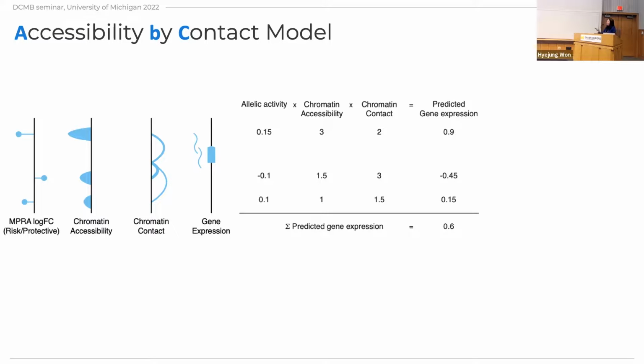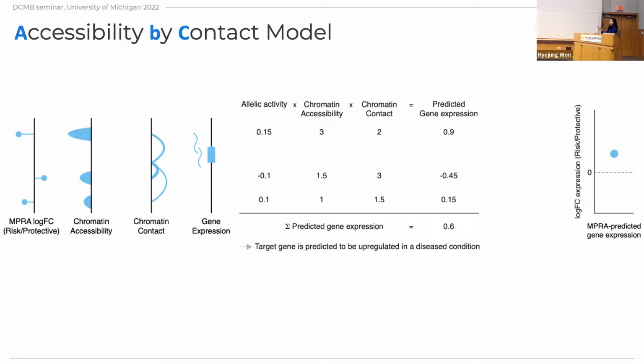So we simply weighted the MPRA-measured allelic activity with the chromatin accessibility in which the variant is located. And we also counted the chromatin contact between this variant and the target gene that we would like to test. And then after that, we summed up all those effects within a given locus so that we can predict the gene expression. So if a target gene is predicted to be upregulated in a disease condition, we can then compare this against a schizophrenia postmortem brain expression dataset to see whether those genes are indeed upregulated in schizophrenia postmortem brain expression.